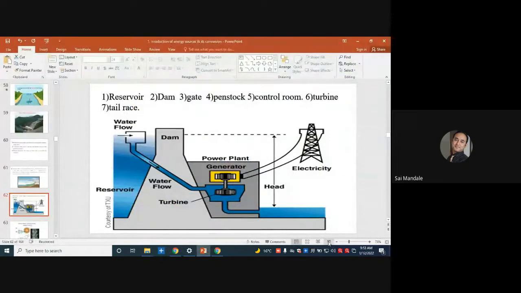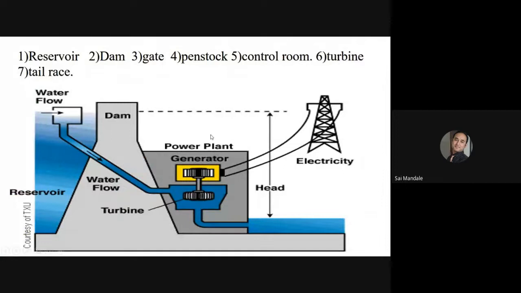Okay. Coming back to the point. So the different components of the hydroelectric power plant are: the dam first, then the reservoir, then the penstock, then the vertical axis turbine, then the generator, then the power station, and the distribution center, that is the electricity. This is the head, the height between the reservoir level and the tail race. So this is the total head available at the power plant.